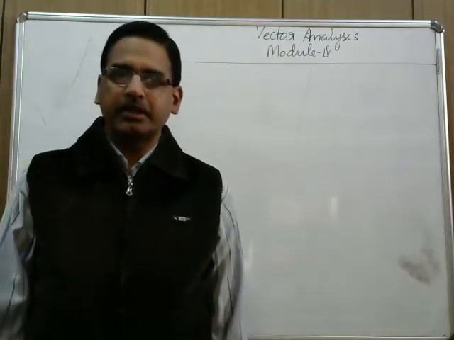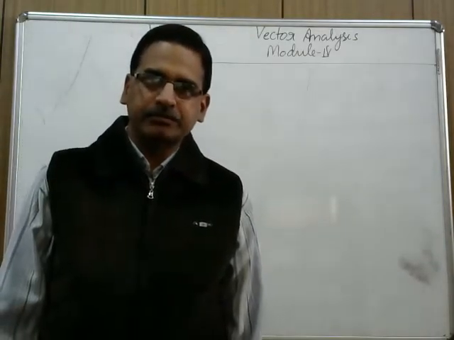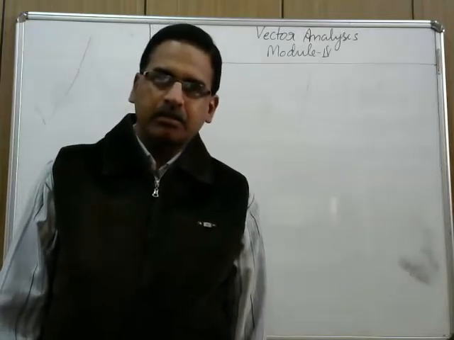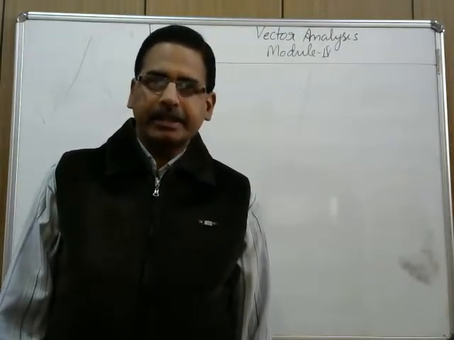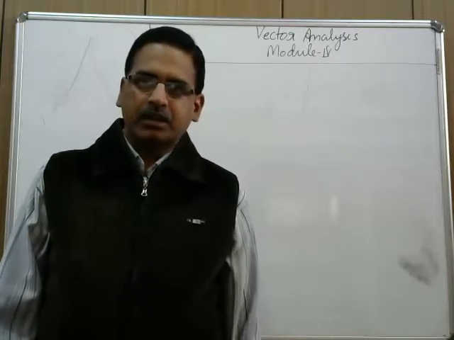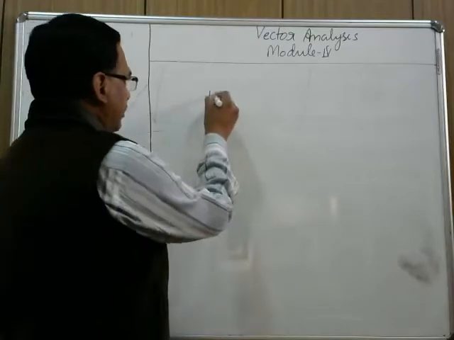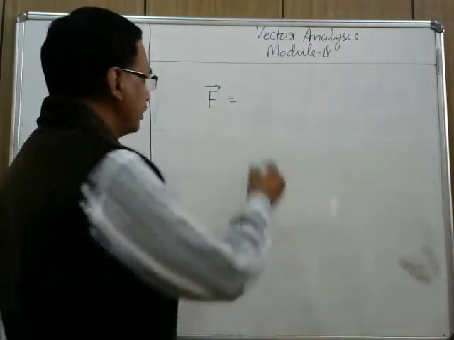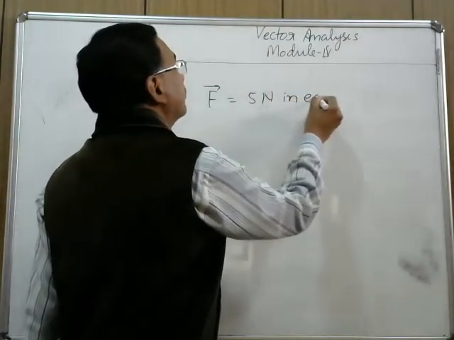Hello students, in this module we will learn about the multiplication of vectors. When a vector is multiplied by a number, its value is multiplied but the direction remains the same. For example, let the force F, force is a vector quantity, let its value be 5 Newton in east.